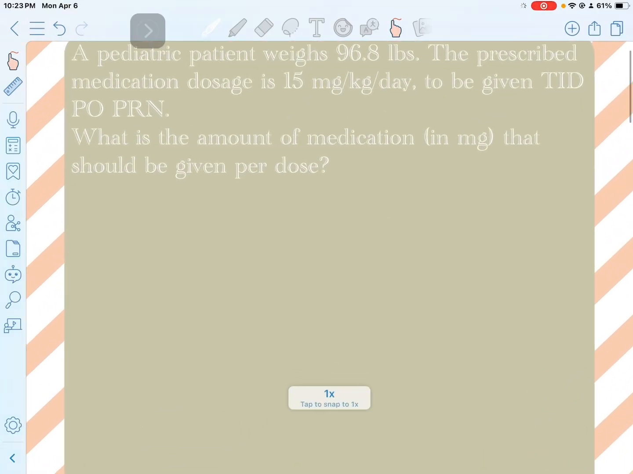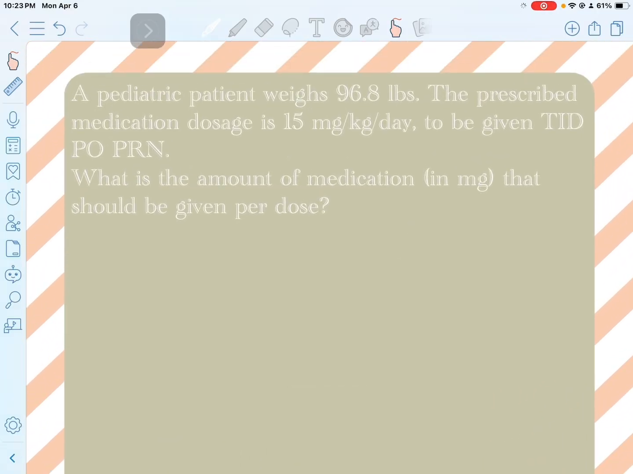So I'm going to do my first problem. It says a pediatric patient weighs 96.8 pounds. The prescribed medication dosage is 15 milligrams per kilogram per day to be given 3 times a day by mouth as needed. What is the amount of medication in milligrams that should be given per dose?